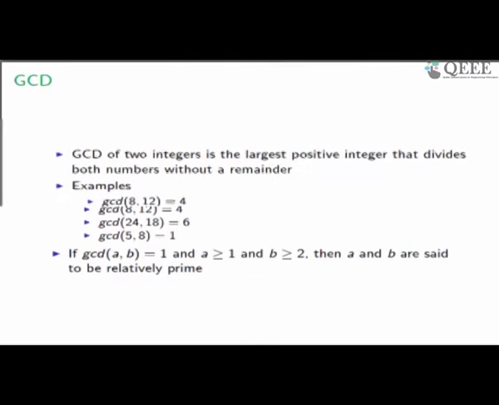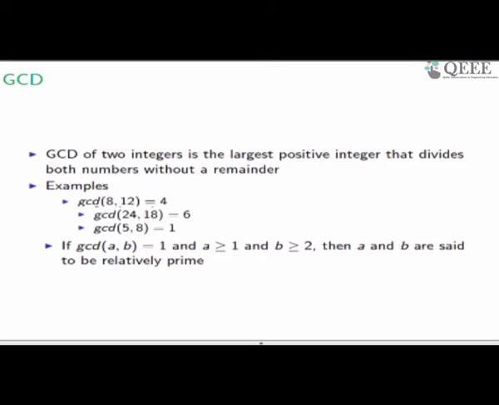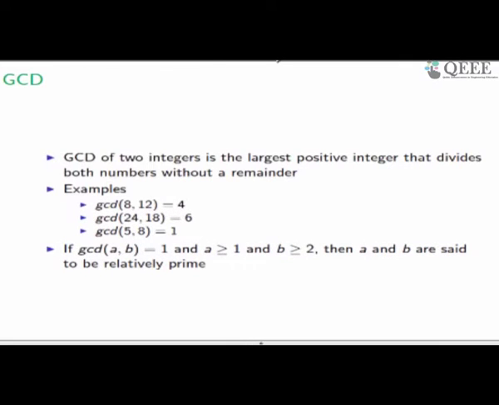The next thing we look at is GCD, or the greatest common divisor. The GCD of two integers is the largest positive integer that divides both numbers without leaving a remainder. For example, GCD of 8 and 12 is 4.